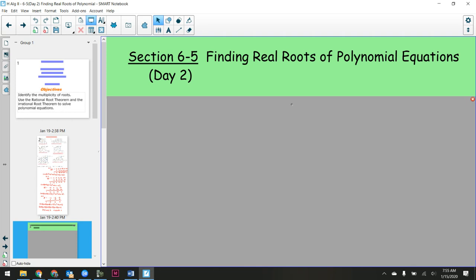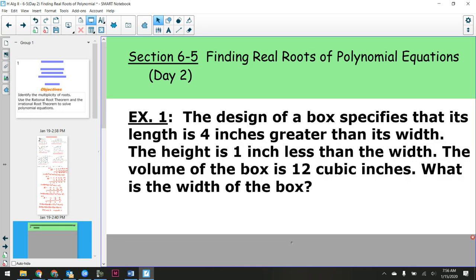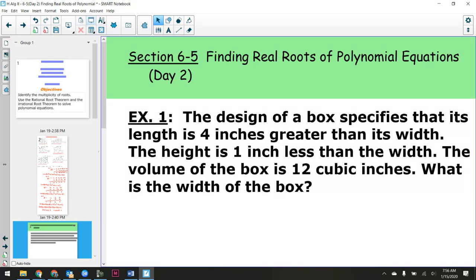All right. Let's take a look at this problem. The design of a box specifies that its length is 4 inches greater than its width, the height is 1 inch less than the width, and the volume of the box has to be 12 cubic inches. What is the width? Again, the design of the box specifies that the length is 4 inches greater than its width, the height is 1 inch less than the width, and the volume has to be 12 cubic inches. What is the width of the box?